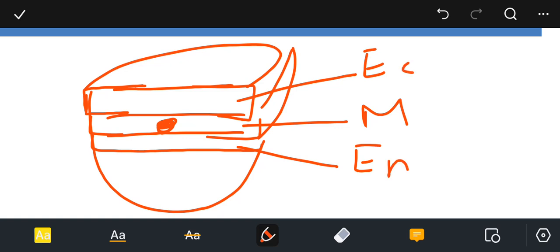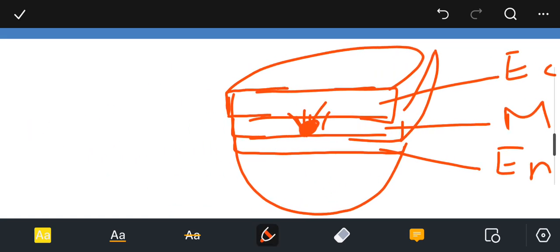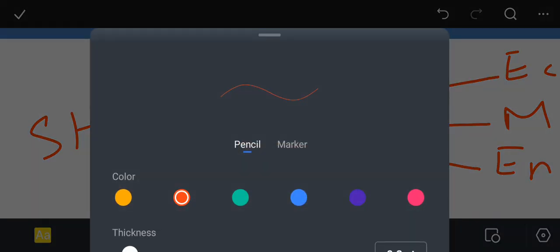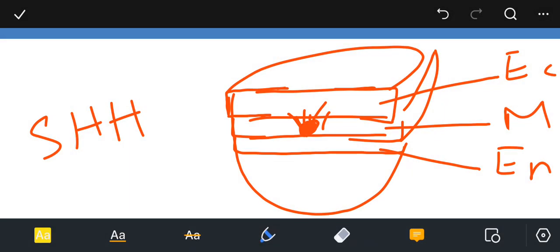So this mesodermal derived notochord releases signal molecules upwards to the overlying ectoderm. The signaling molecules which are released by this notochord are called sonic hedgehog. These sonic hedgehog molecules cause the differentiation of the overlying ectoderm into neuroectoderm. Now this neuroectoderm will look something like this. This neuroectoderm is now destined to become the nervous system. So this is how the nervous system is derived from the ectoderm.